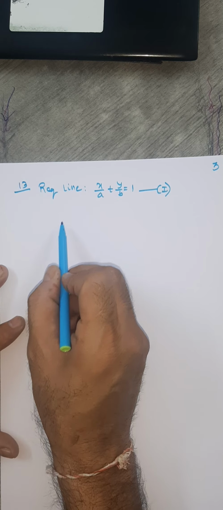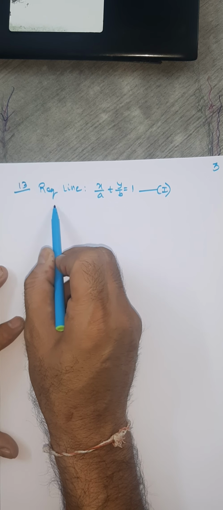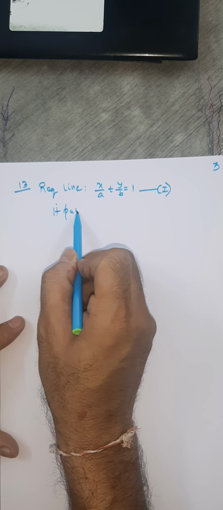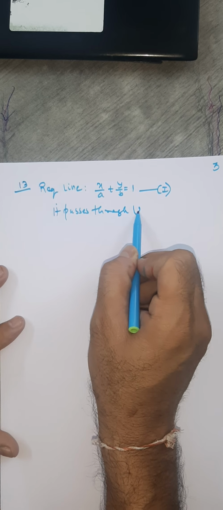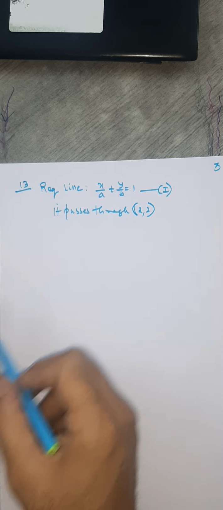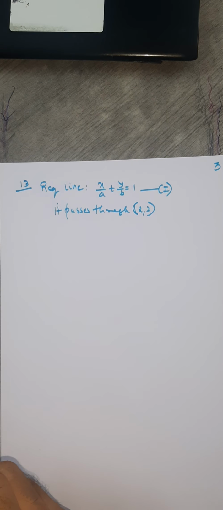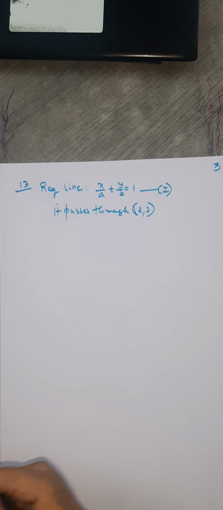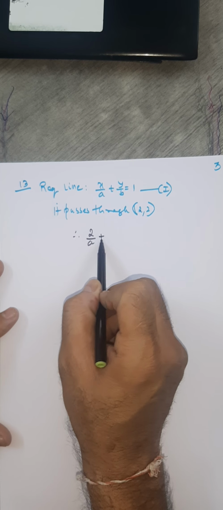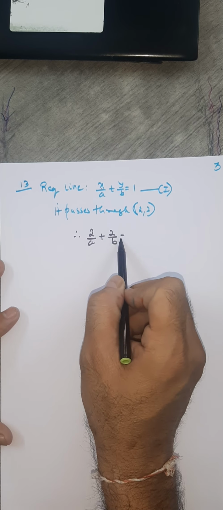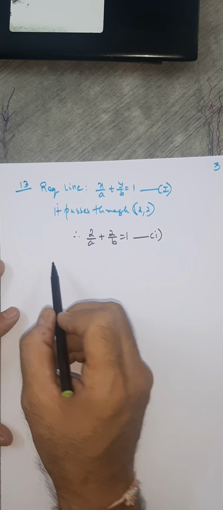What's the first condition? Our required line, the above line, passes through which point here? 2, 2. That means (2, 2) must satisfy the above equation, like the previous question. So instead of x you put 2, and instead of y also you put 2. So we have this. This is the small one.